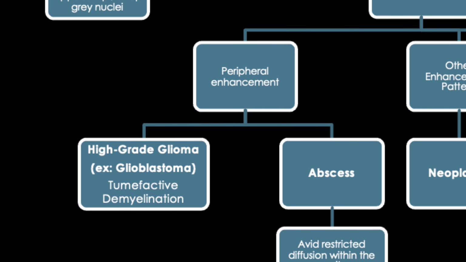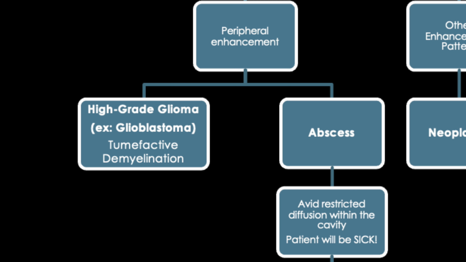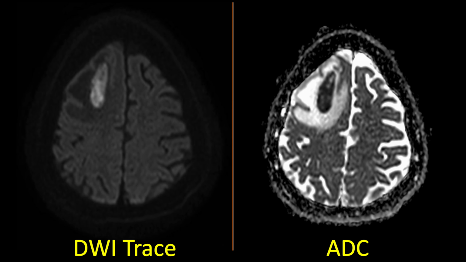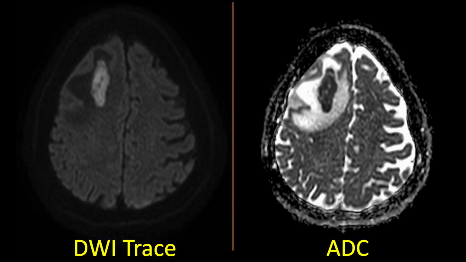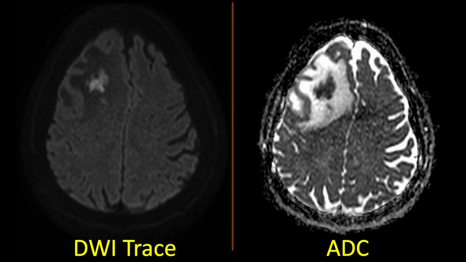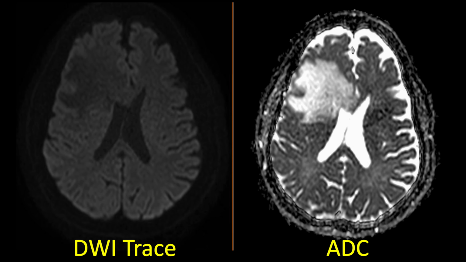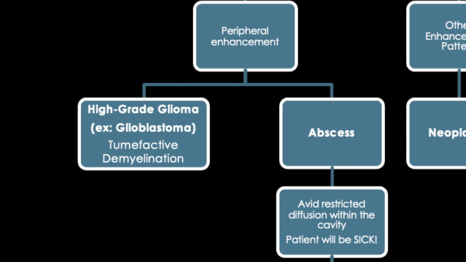However, there are a few key features that differentiate this from most neoplasms. The first being that these will pretty reliably show avid restricted diffusion within the cavity as seen here, because the abscess is packed with bacteria or fungal cells along with pus and debris. Also, these patients will be sick, usually with positive blood cultures and other signs of rip-roaring infection on physical exam and labs.